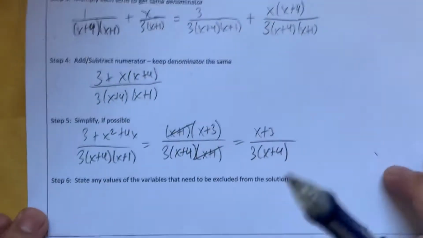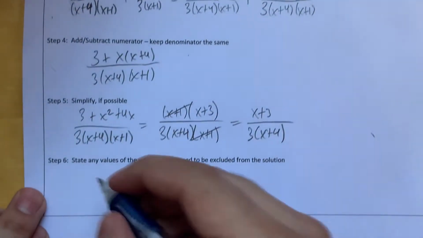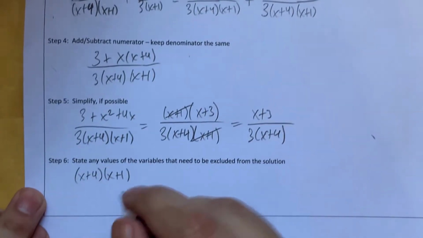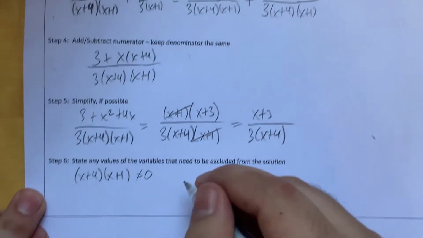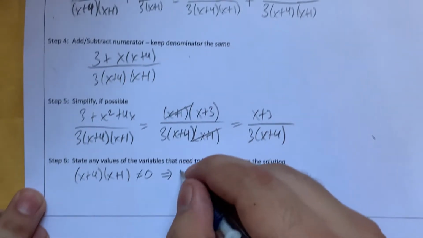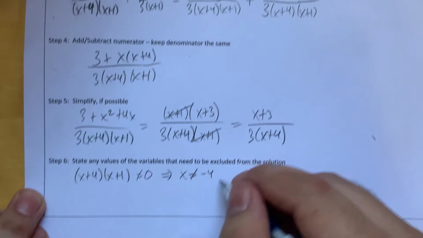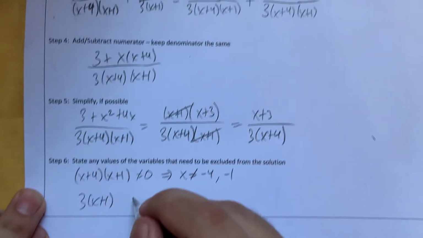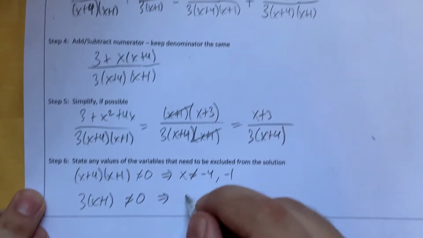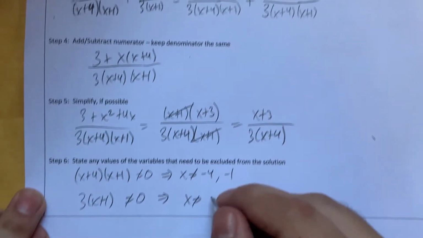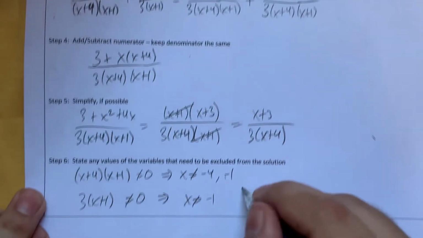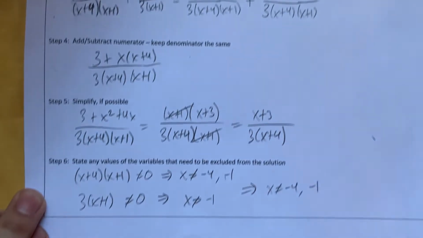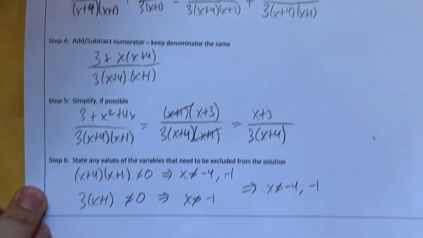So let's do it. Let's look at them. We're going to look at x plus 4 times x plus 1, which does not equal 0, which translates to x does not equal -4 or -1. What about 3 times x plus 1? So what can x not equal? And x cannot equal -1. But we already have it up there. So we only have 2 exclusions. X cannot equal -4 or -1, because -1 twice doesn't really matter.